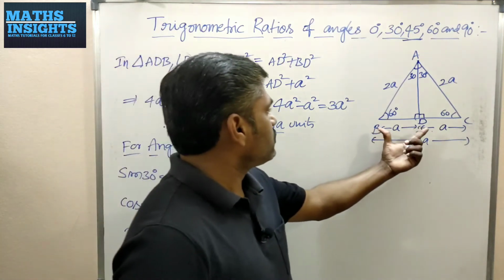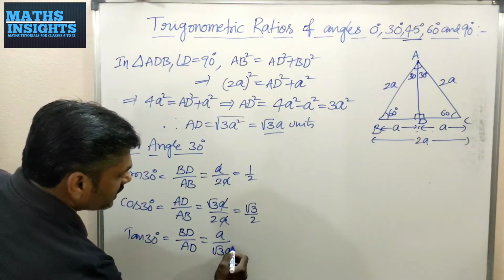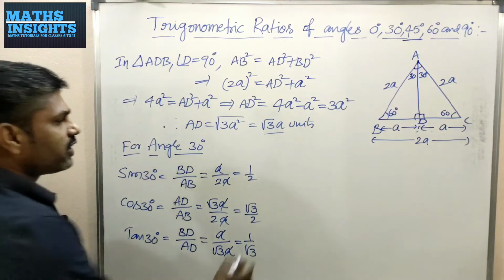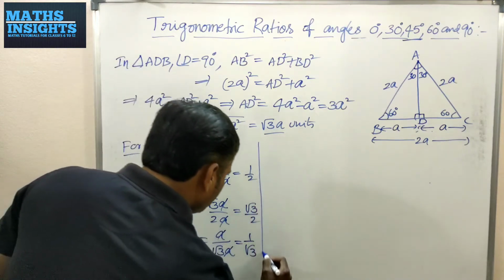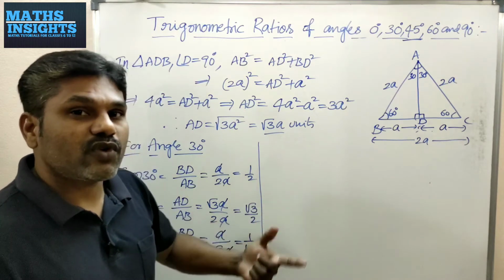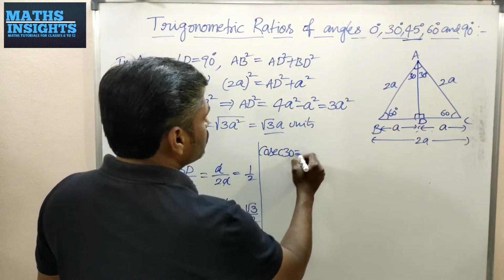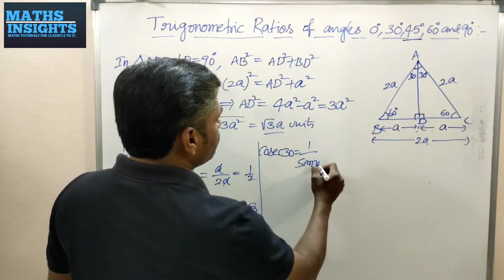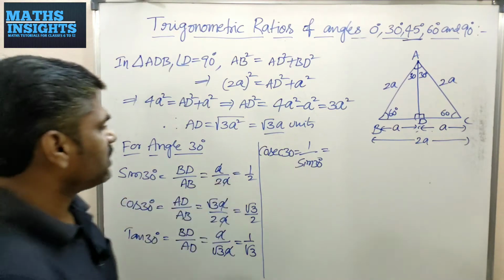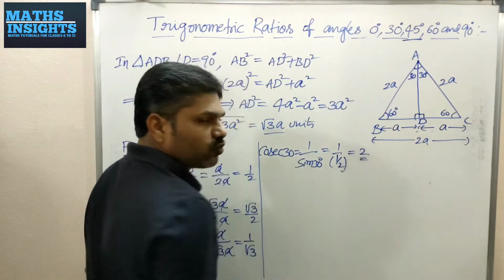Okay, BD value is A units. AD value you calculated as root 3 by A. If you cancel this A, then you will get 1 by root 3. Okay, now coming to cosecant 30. Cosecant 30 is reciprocal of sine 30. Therefore, cosecant 30 is equals to 1 by sine 30. You may write it as 1 by 1 by 2, which is nothing but 2.